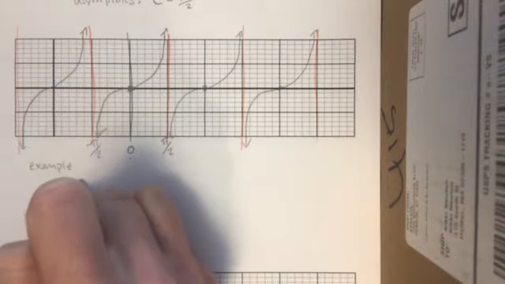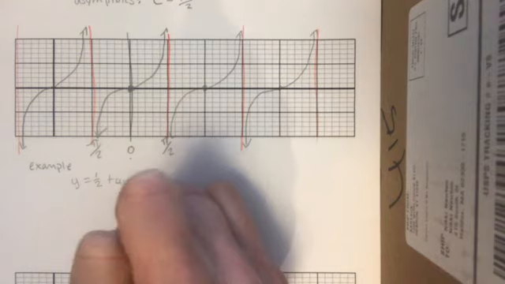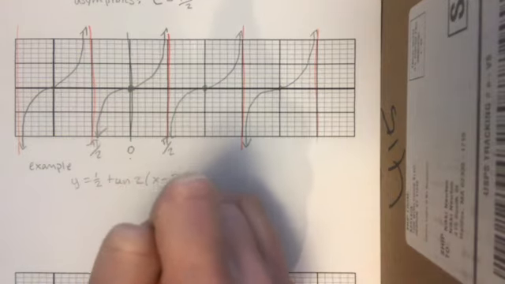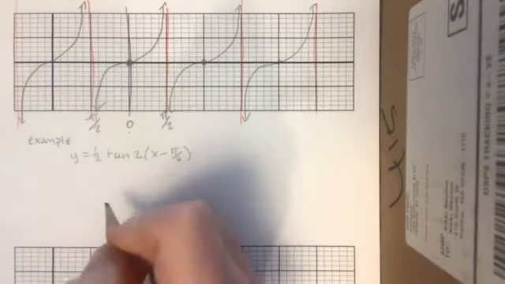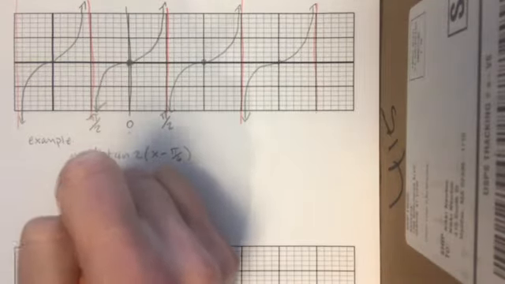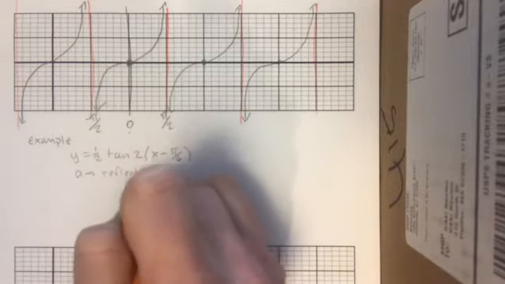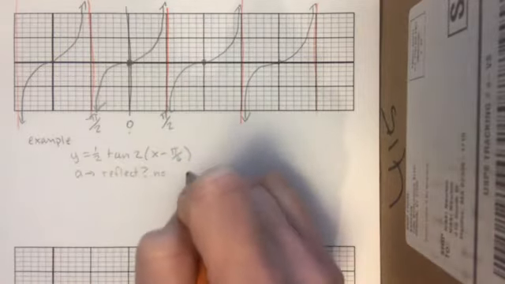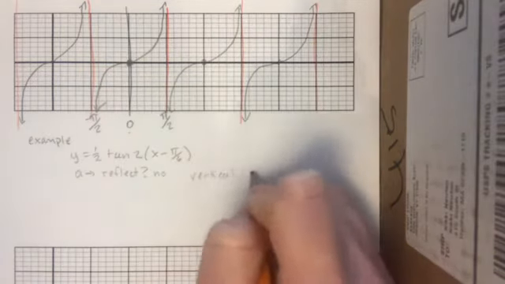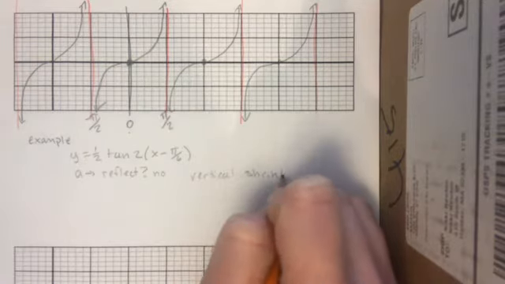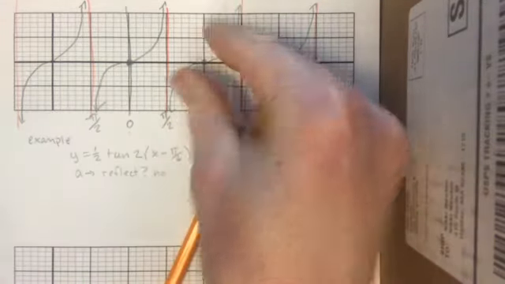So what if I have y equals 1/2 tangent of 2 x minus pi over 6. So a bunch of transformations. So for A, I have to think, did it reflect? Because if it was negative, it would reflect. And in this case, no. So it's a vertical shrink by 1/2. So it's going to look like we compressed it this way.